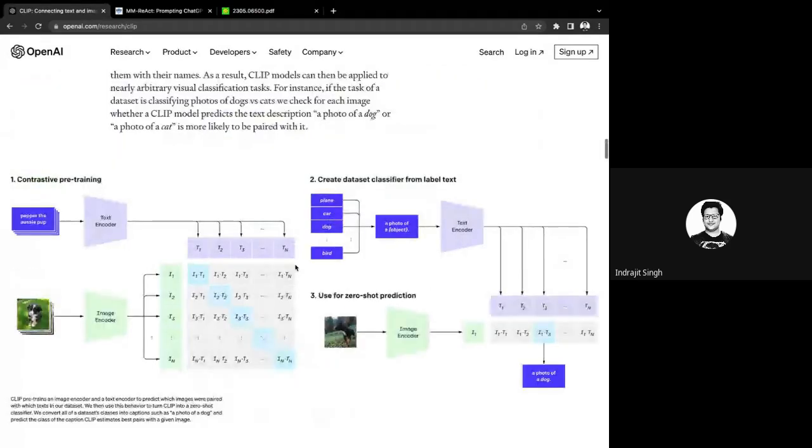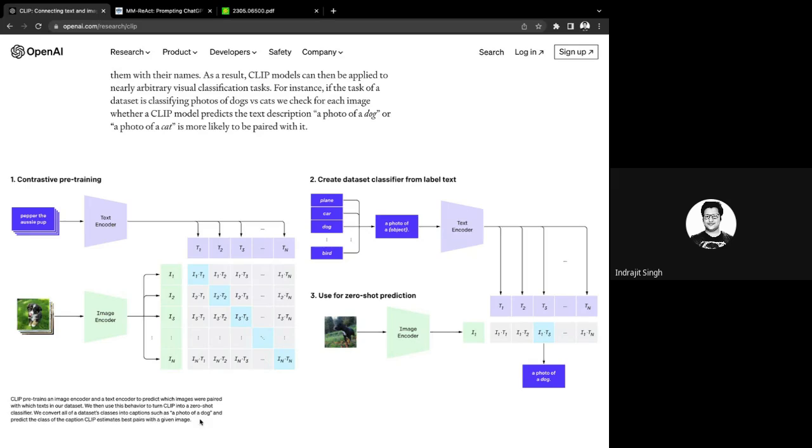And so if you look at these, right, CLIP pre-trains an image encoder and a text encoder to predict which images are paired with which text in the data set, right? And we then use this behavior to turn CLIP into a zero shot classifier. So we convert all of the data set's classes into captions such as a photo of a dog, and predict the class of the caption. CLIP estimates the best pairs with a given image.